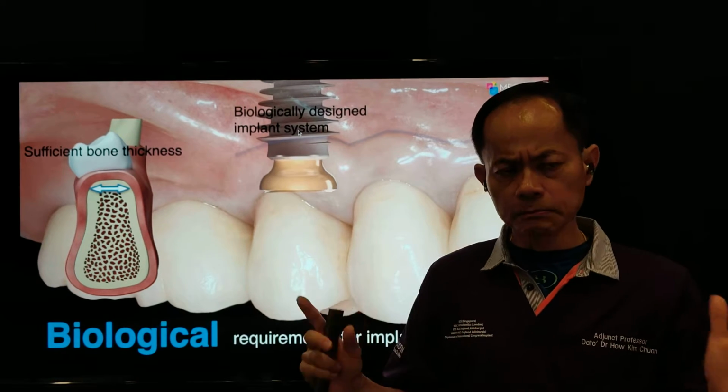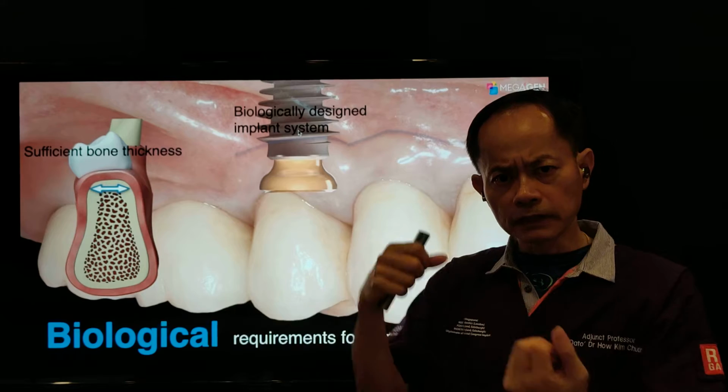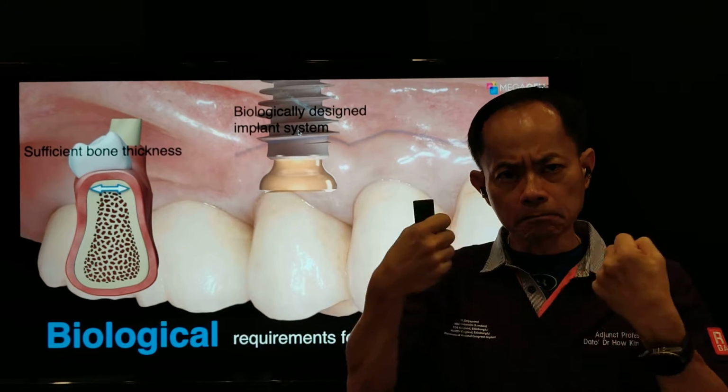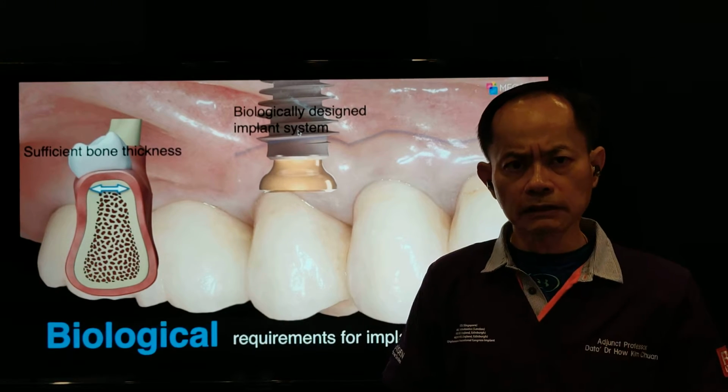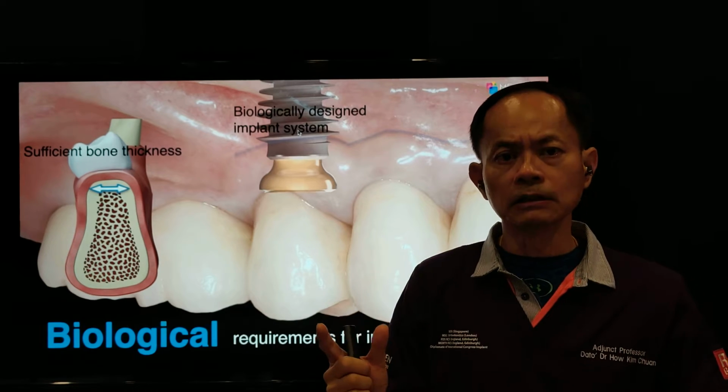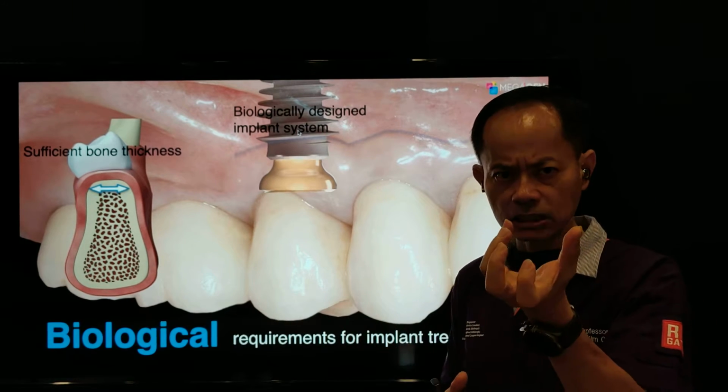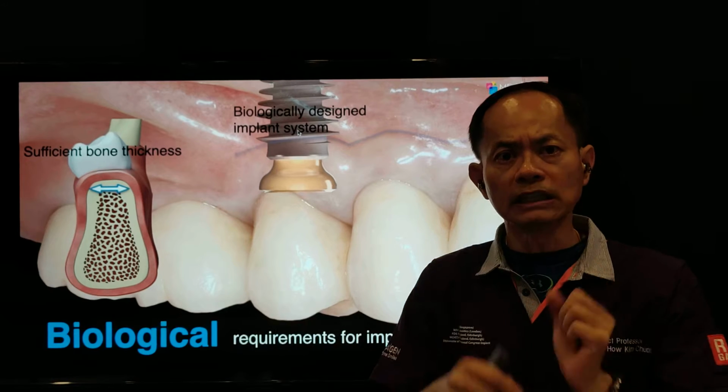What bioengineering principle is that? Number one, whether it can withstand heavy biting force. Number two, whether we can form a bacterial seal and virus seal connection such that there's no leakage.